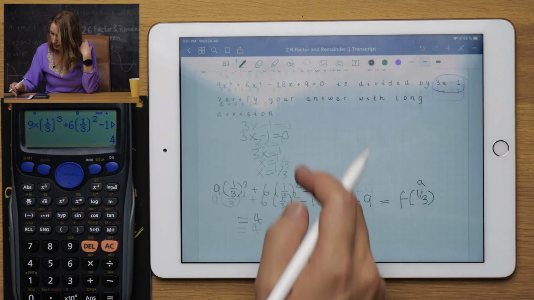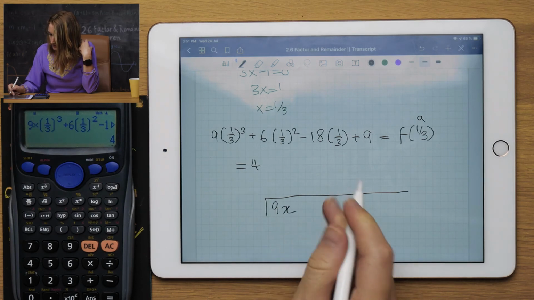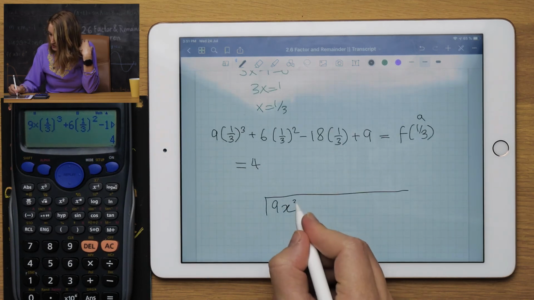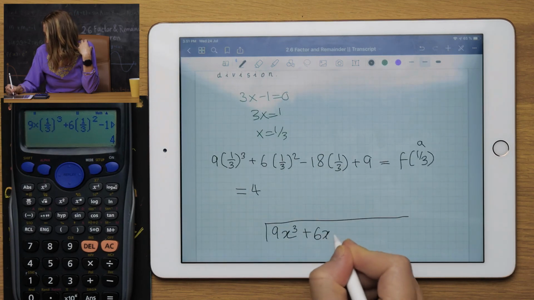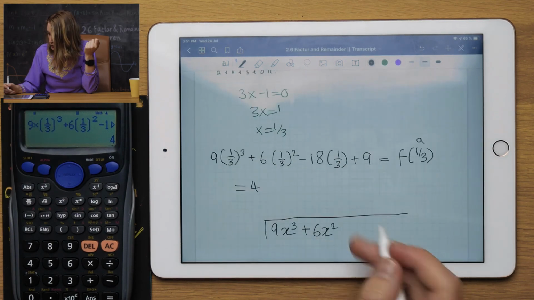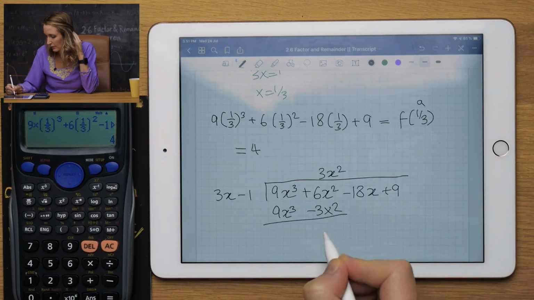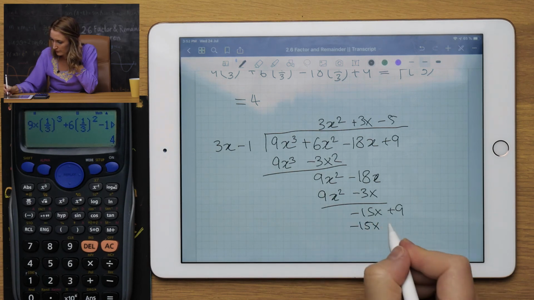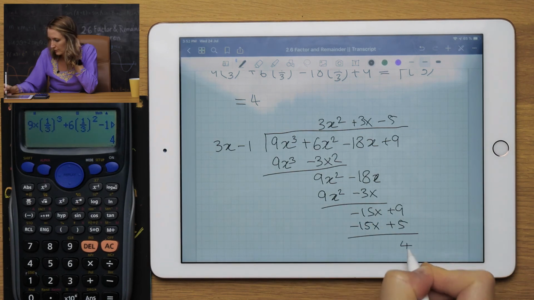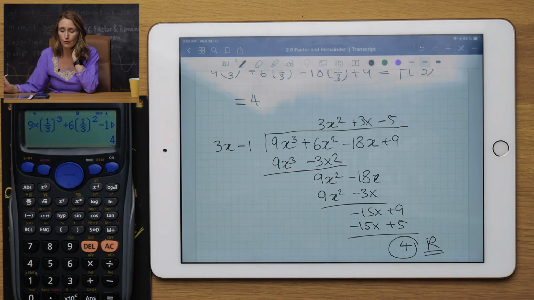And we check that really quickly with the long division. In the exam, it's not necessary to check with long division. I'm just showing you that you're going to get the same answer both ways, but one way is much quicker. There we go, exactly the same answer, remainder is 4.